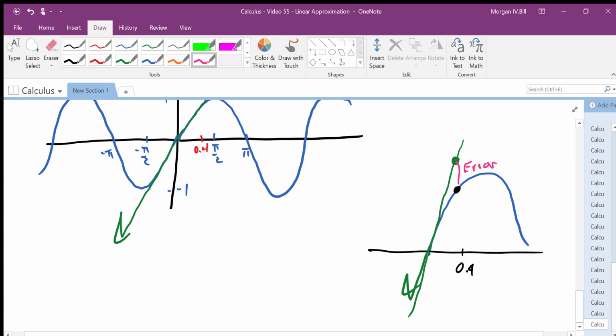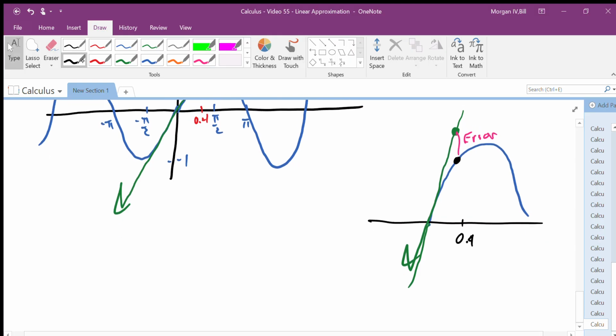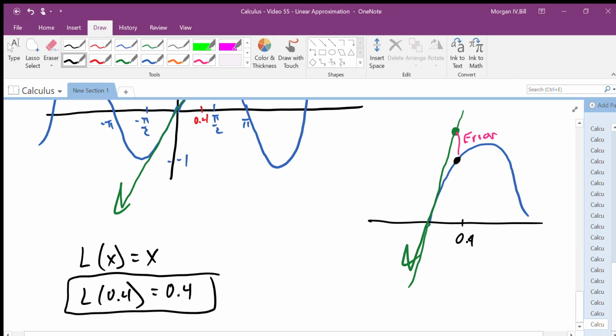But again, we're just trying to approximate it. So we're going to use our line to approximate the function value. And the way we do that is this. We take L of x is equal to x, that's our line, and we plug 0.4 into the equation of our line. So that would be plugging 0.4 into x, which is 0.4, and that is the linear approximation of sine of 0.4. In other words, 0.4 is approximately equal to the sine of 0.4.